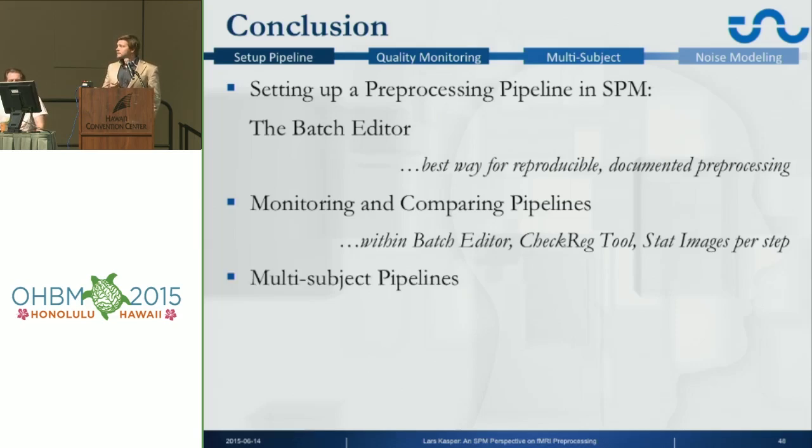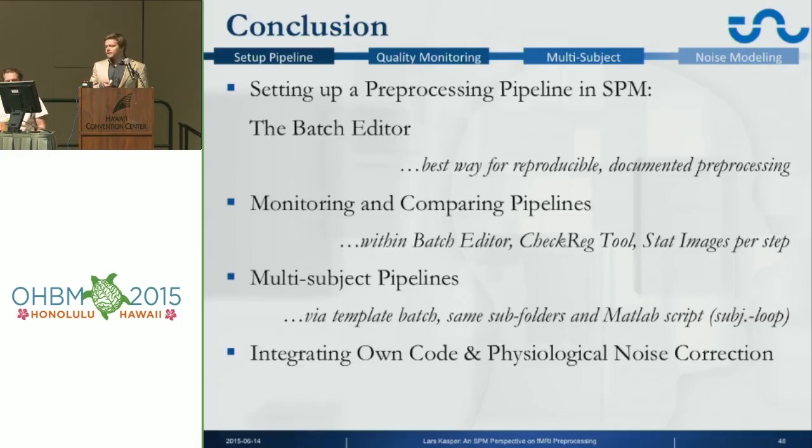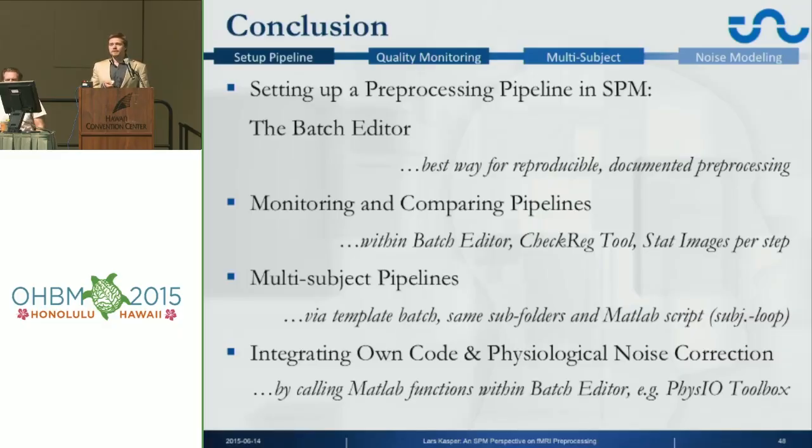And for multi-subject pipelines, you don't have to do a lot more. Just create a template batch and the same subfolder structure for all your subjects, and basically a loop in MATLAB over these subjects. And integrating your own code is very versatile. You can do it anywhere in the pipeline within the batch editor, and you can even go to lengths to integrate complex toolboxes like the one for physiological noise correction.